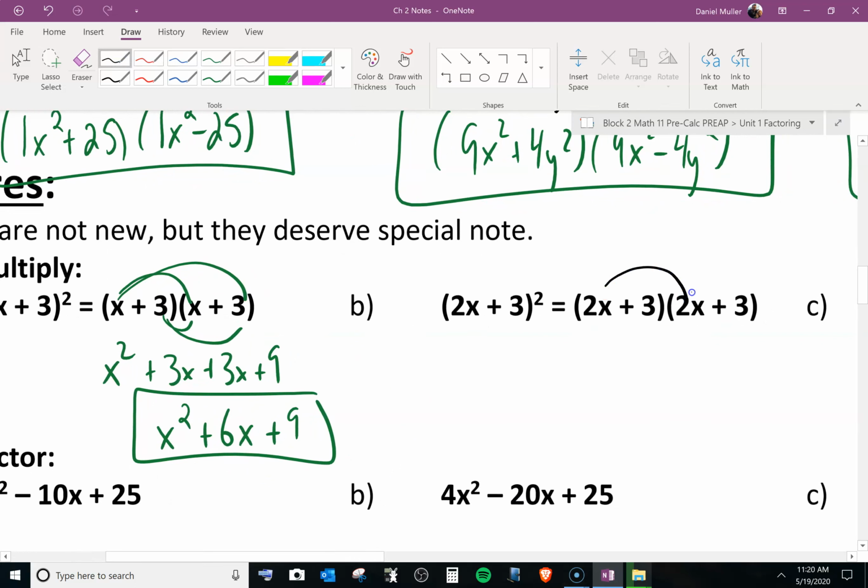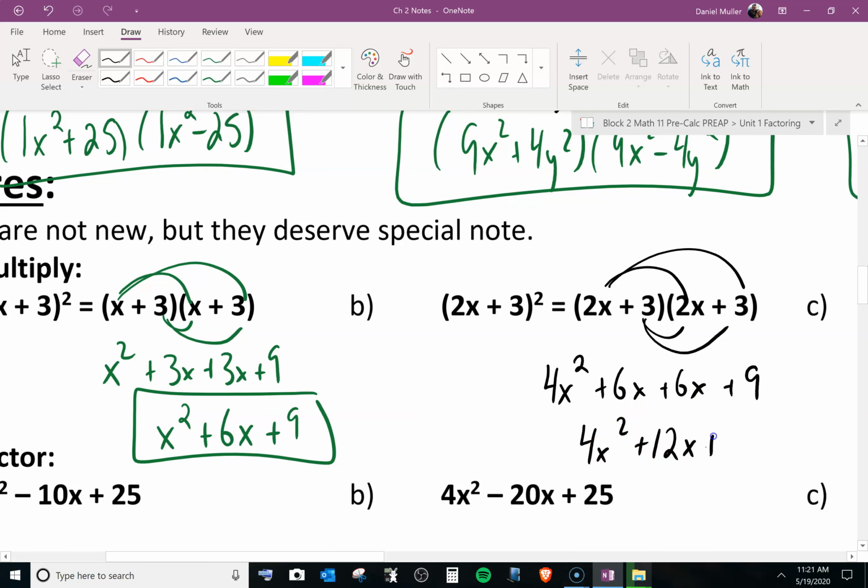2 times 2 is going to be a 4x squared plus 6x plus 6x plus 9. So normally, in the difference of squares, these ones would cancel out. Here, they kind of just add up. They just double. 6 and 6 is 12. Carry down the 9. Carry down the 4x squared.